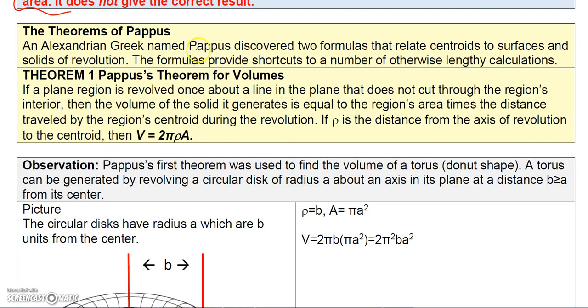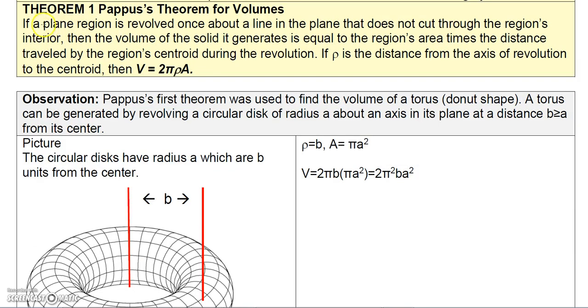Okay, a guy named Pappas actually discovered 2 formulas that relate centroids to surfaces and solids of revolution. The formulas actually provide shortcuts to a number of lengthy calculations. So Pappas discovered that if a plane region is revolved once about a line in the plane that does not cut through the region's interior, then the volume of the solid it generates is equal to the region's area times the distance traveled by the region's centroid during the revolution.